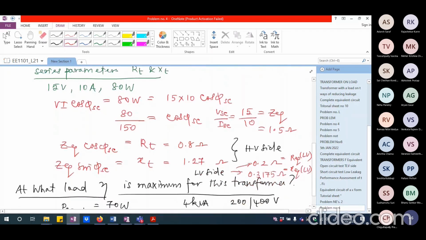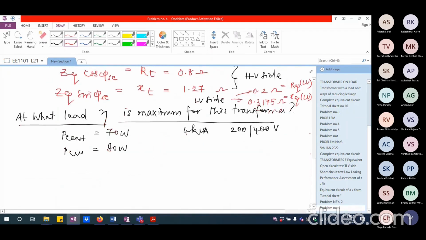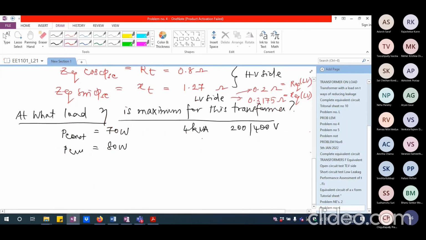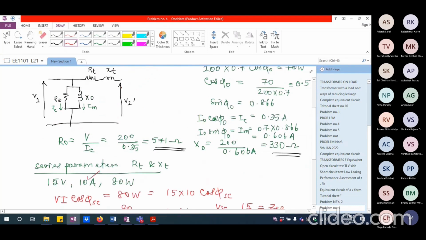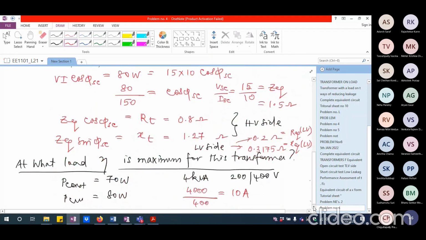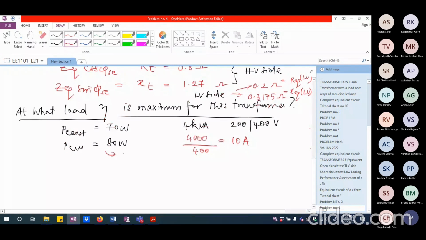Now, at what load is the efficiency maximum? If it is asked this way, let me first calculate 4000 divided by 400, which should be only 10 ampere. But how much is the current that is flowing here? 10 ampere. Fortunately, the short circuit data is given at 10 ampere, the rated current only. So 80 watts is the rated copper loss.